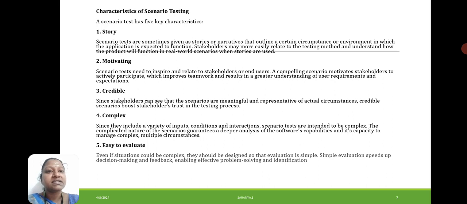Next is credible. Since stakeholders can see that the scenarios are meaningful and representative of actual circumstances, a credible scenario boosts the stakeholders' confidence. Next is complex. Since they include a variety of input conditions and interactions, scenario tests are intended to be complex. The complicated nature of the scenario facilitates a deeper analysis of the software's capability to manage complex, multiple circumstances. Next, easy to evaluate. Even if situations could be complex, they should be designed so that the evaluation is simple. Simple evaluation speeds up decision making and feedback.